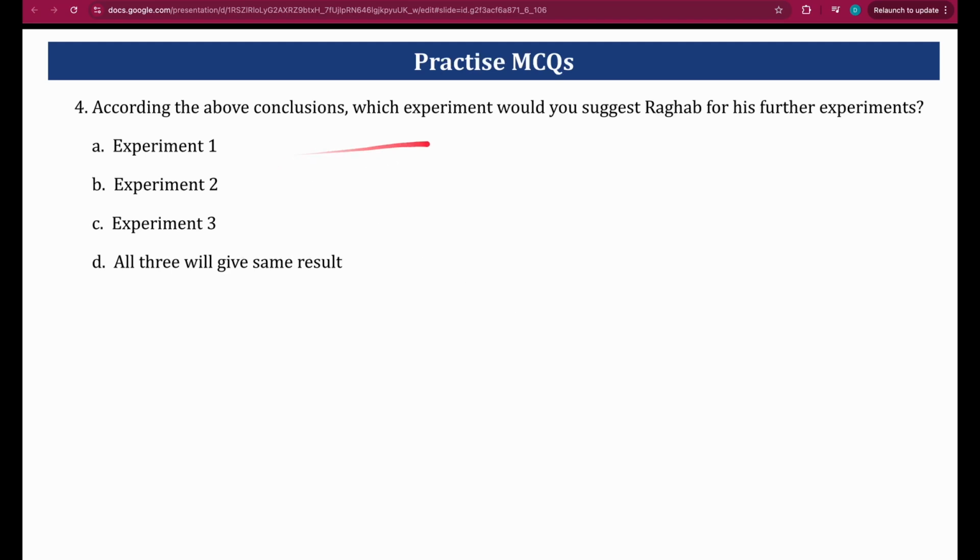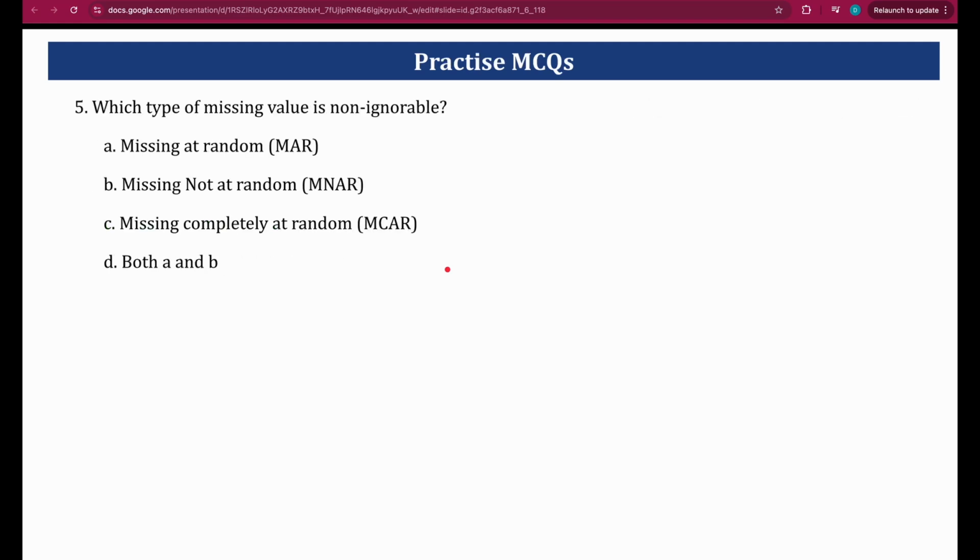According to the above conclusion, which experiment would you suggest? Because we have started that Raghav has done three experiments. This was his initial set of experiments. Now he wants to proceed with one of the experiments. So after all the analysis, we have seen that experiment 3 was showing greater coverage in the chromatogram, so that was better, so he can proceed with it. That's why the correct option is answer 3.